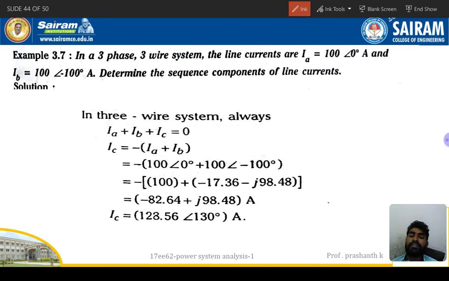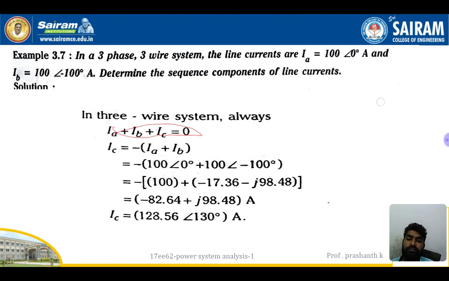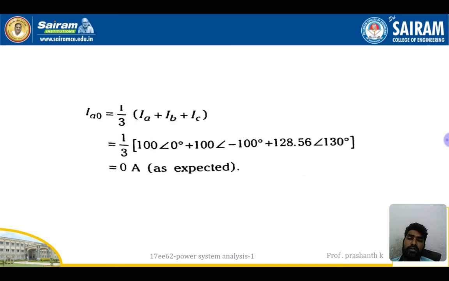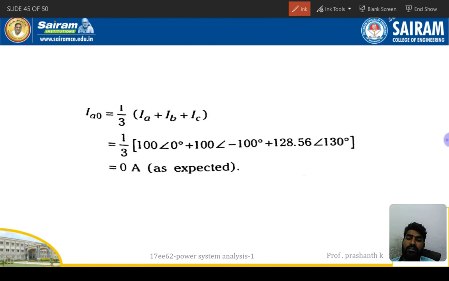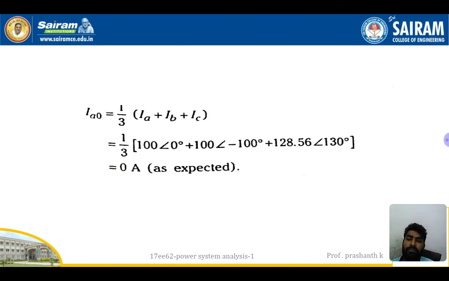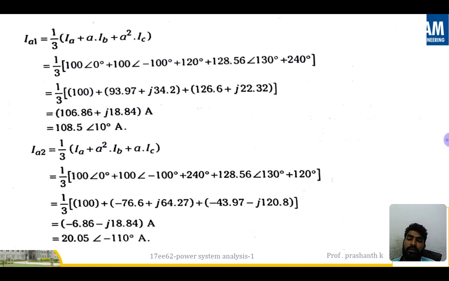The question is like this: in a three-phase, three-wire system, the line current IA is equal to 100 angle 0 degree amps, and IB is equal to 100 angle minus 100 degree amps. Determine the sequence components of the line currents. In a three-phase three-wire system, the equation is IA plus IB plus IC is equal to 0, so IC is equal to minus of IA plus IB. They have not given the IC value, so you can calculate it. Then we get all the sequence components. IA0 is equal to 1 by 3 of IA plus IB plus IC, and IA1 is equal to 1 by 3 of IA plus a IB plus a square IC. Just substitute the values and you will get the solution for the question.